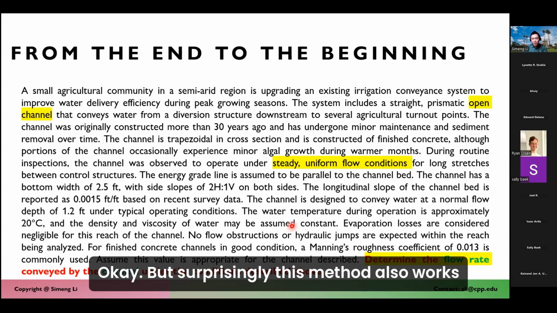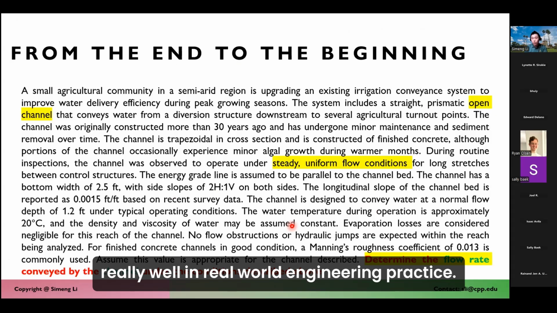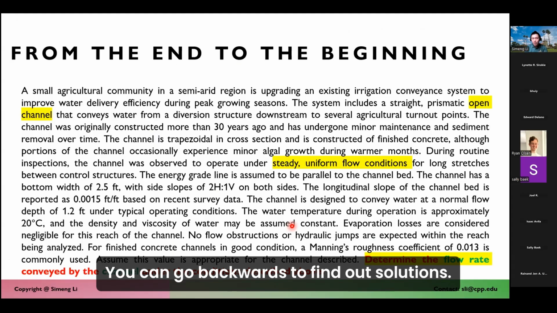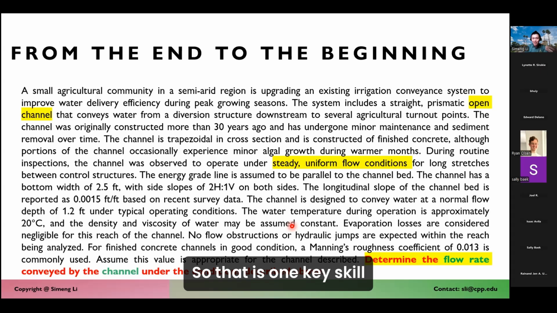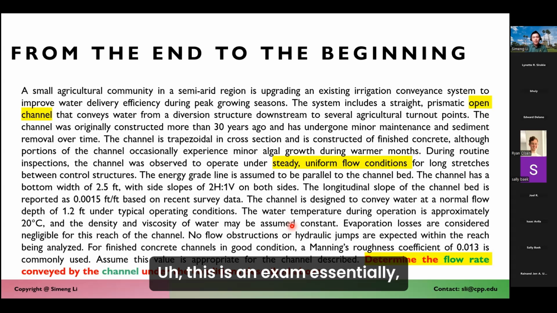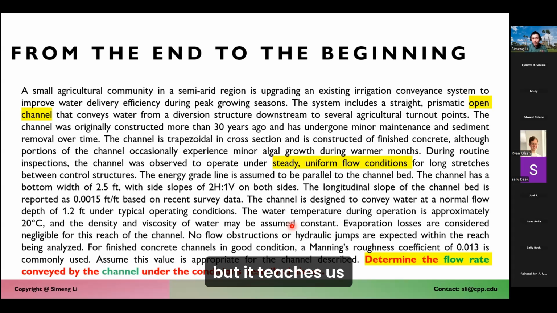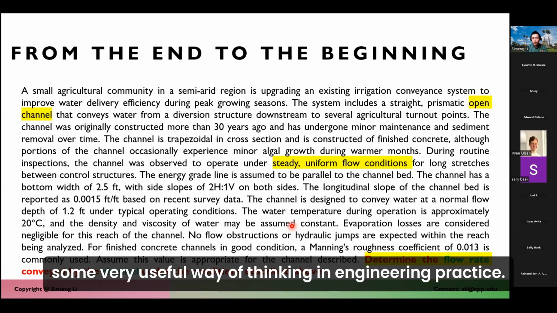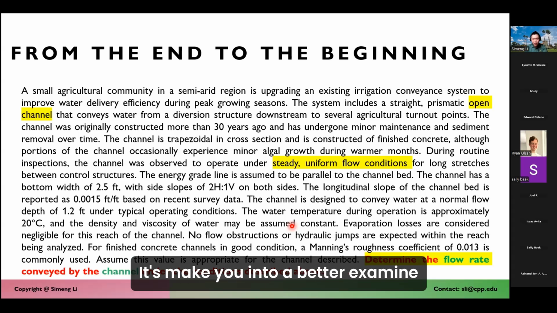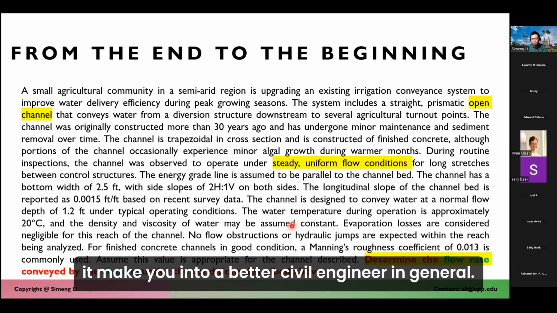But surprisingly, this method also works really well in real-world engineering practice. If you start from the question, define that question clearly, you can go backwards to find the solutions. So that is one key skill that we learned from the FE and PE exams. This is an exam essentially, but it teaches us a very useful way of thinking in engineering practice. So it's not wasting your time when you practice this method. It makes you a better examinee, and a better civil engineer in general.